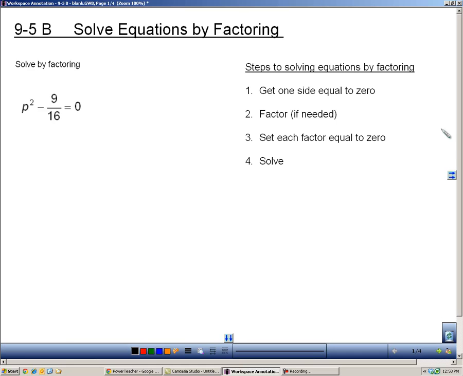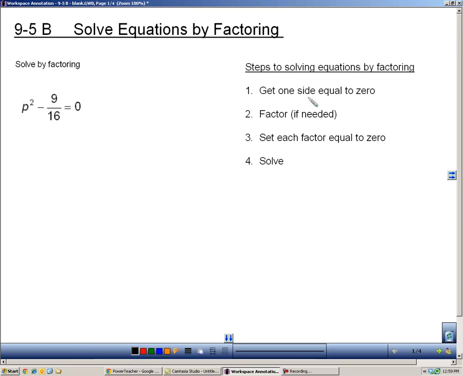Section 9.5b is about solving equations by factoring. Again, we learn a new method of factoring, and then we immediately follow it up by solving equations using that. Here are our steps to solving equations. I don't expect you to write those down on every slide. At this point, hopefully you have them memorized, but they're up here for reference sake.